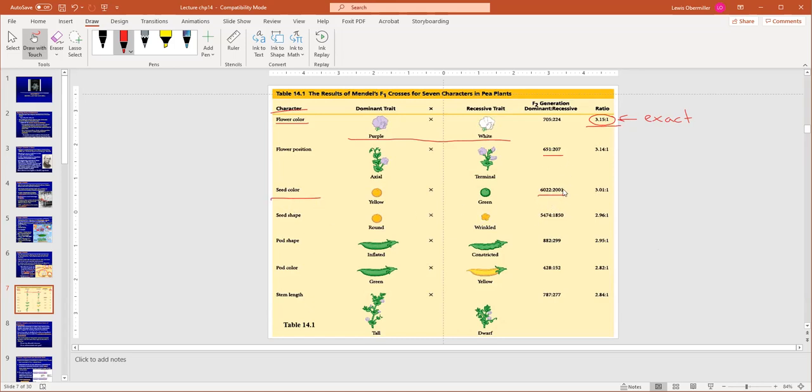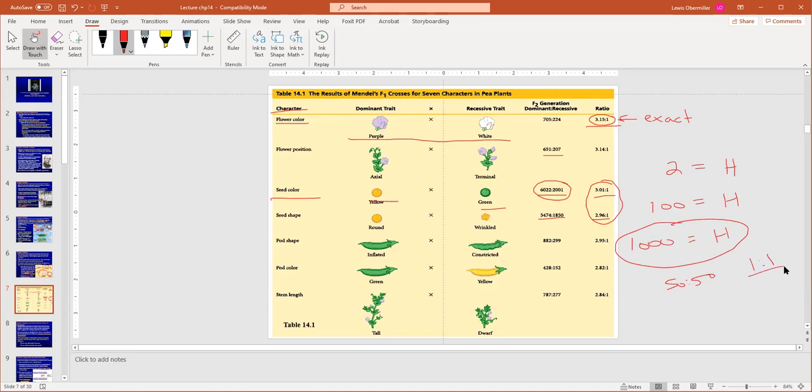like here, he counted over 8,000 seed colors. The more you do, the closer you get to that magical 3-to-1 ratio. Just like if you flip the coin twice and it came up heads both times, that's not as big of a deal as if you flipped it 100 times and it came up heads all 100 times, right? Or 1,000 times, and it always came up heads. So the more you flip it, the more you would expect it to go to that 50-50, that 1-to-1 ratio, right? 1/2 heads, 1/2 tails. Does that make sense? That's the central limit theorem right there.